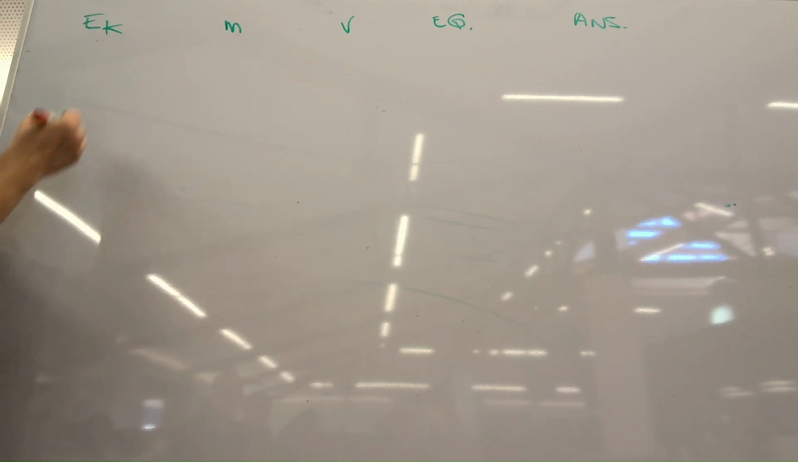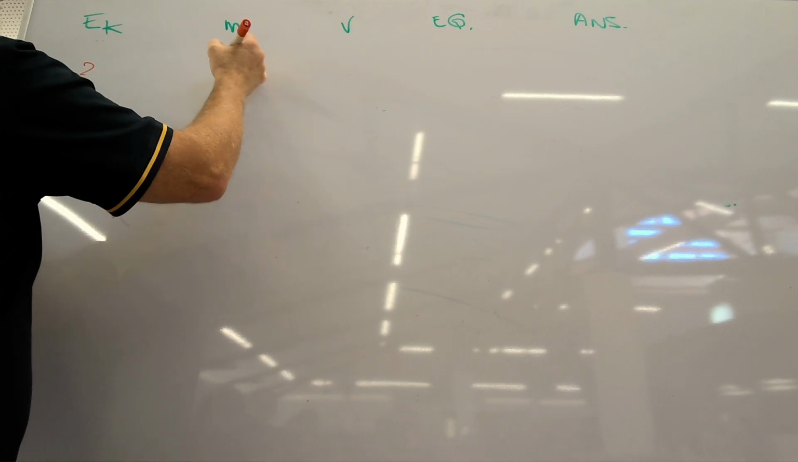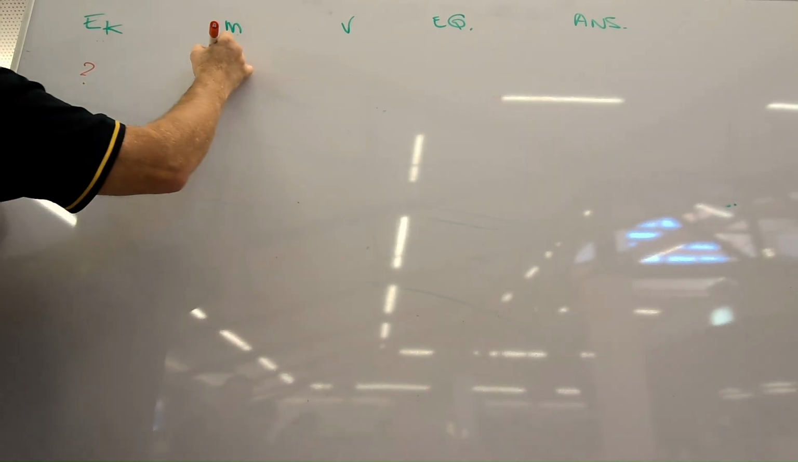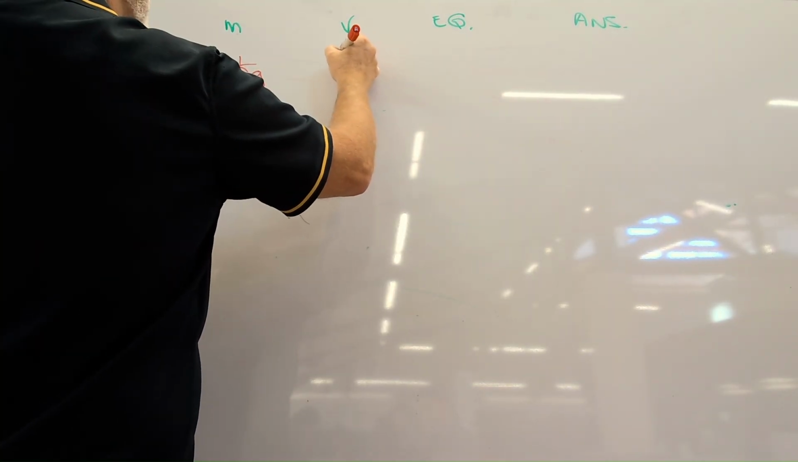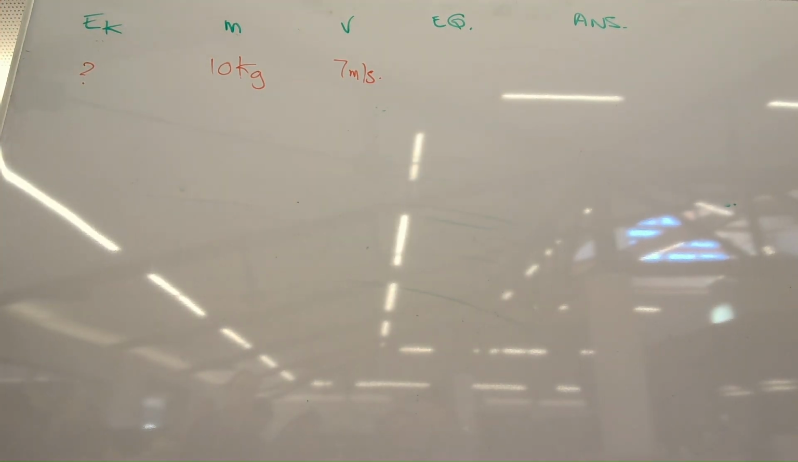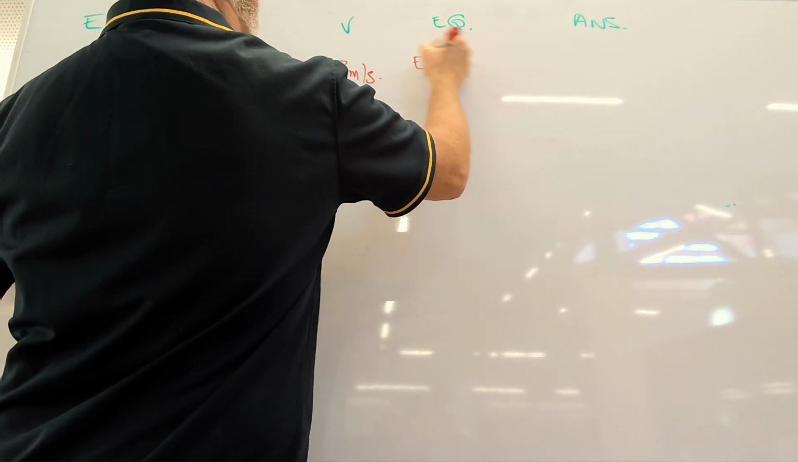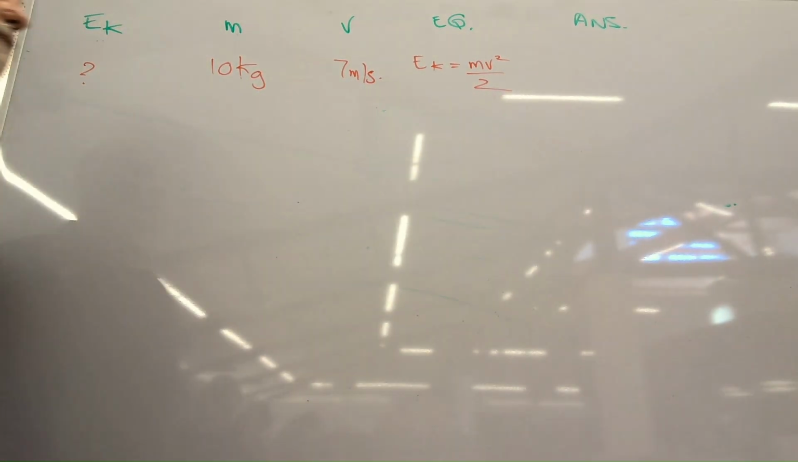Right, so here I want to know EK. The mass will be 10 kilograms. The velocity will be 7 meters per second. What equation do I use to work out kinetic energy? Well done. We're going to use EK equals mv squared on 2.